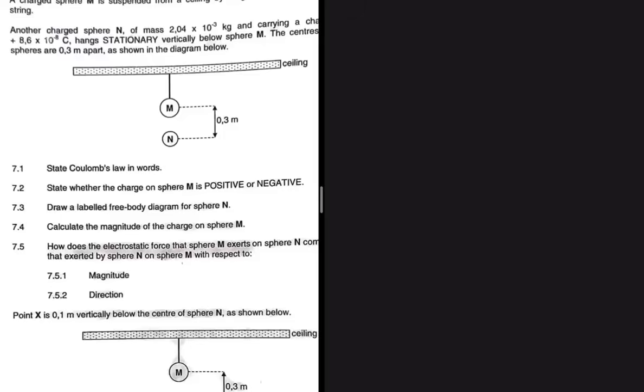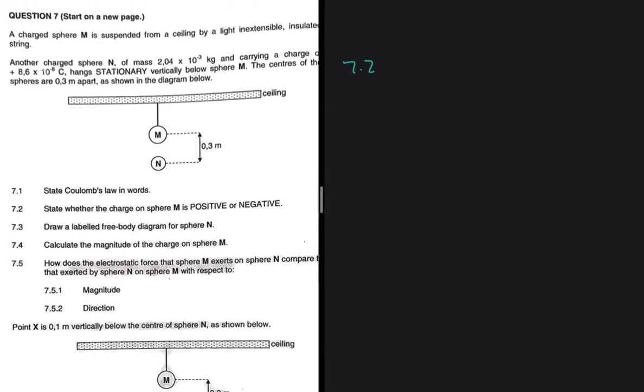The first question, 7.1, Coulomb's law inverse. I'm just going to leave that for you. We're going to start with 7.2. State whether the charge on sphere M is positive or negative.